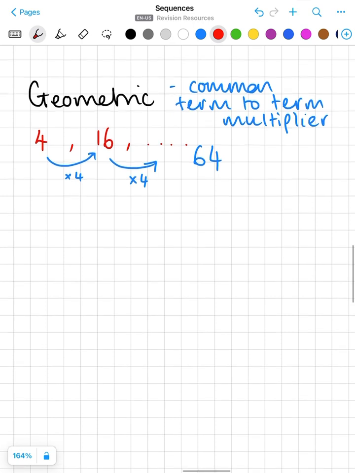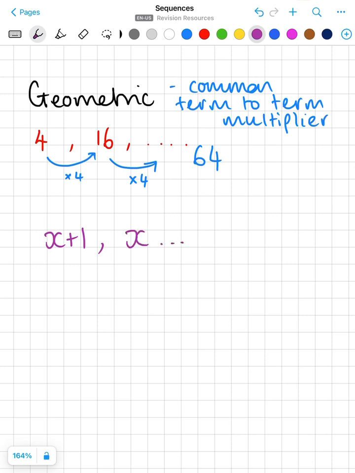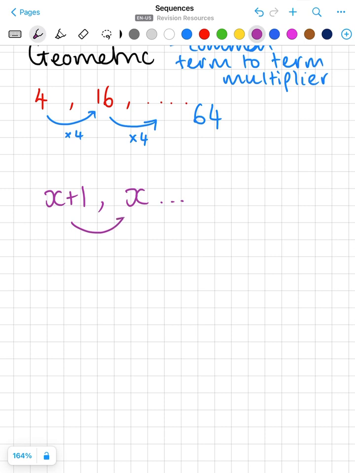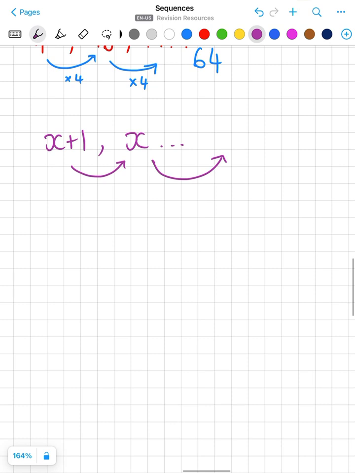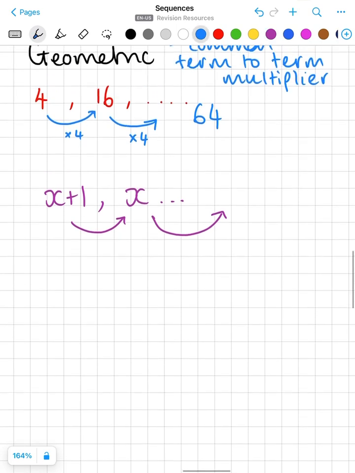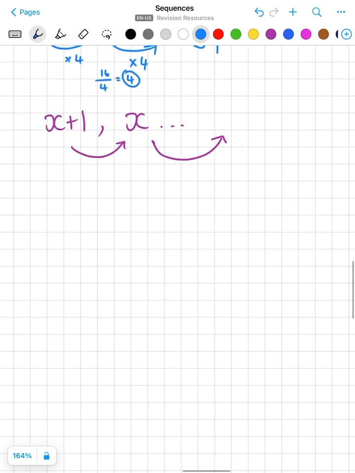If this were some form of algebraic sequence, for example, let's say we've got x plus 1 and then the next term in the sequence is x, and we wanted to know what the following term in that sequence is. Well, what we'd have to do is just here, as 16 divided by the previous term of 4 tells us what our multiplier is.